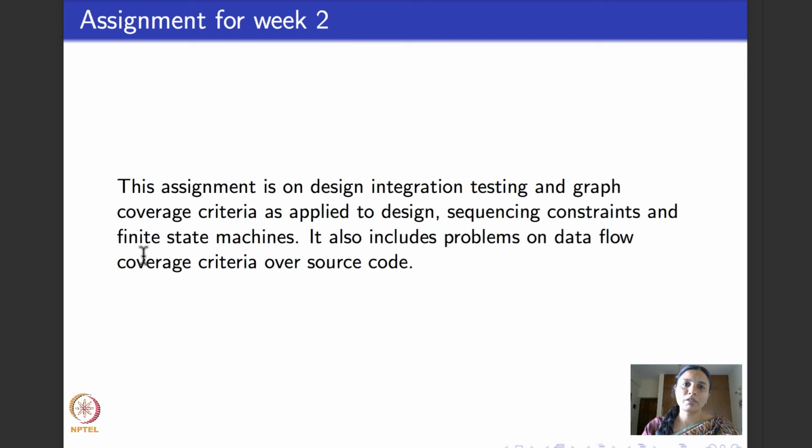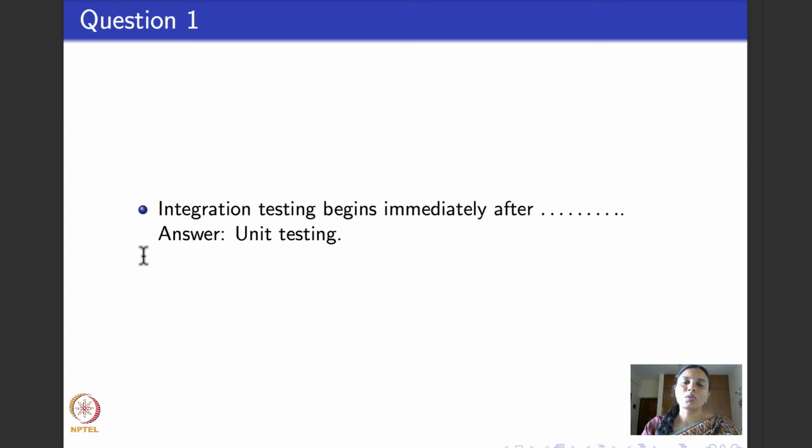What was the assignment? The assignment for week 4 was on design integration testing, graph coverage criteria as it was applied to design, sequencing constraints, and we also saw one problem on data flow coverage criteria. So I'll walk you through one question after the other in the assignment and tell you what the correct answer is and what it means.